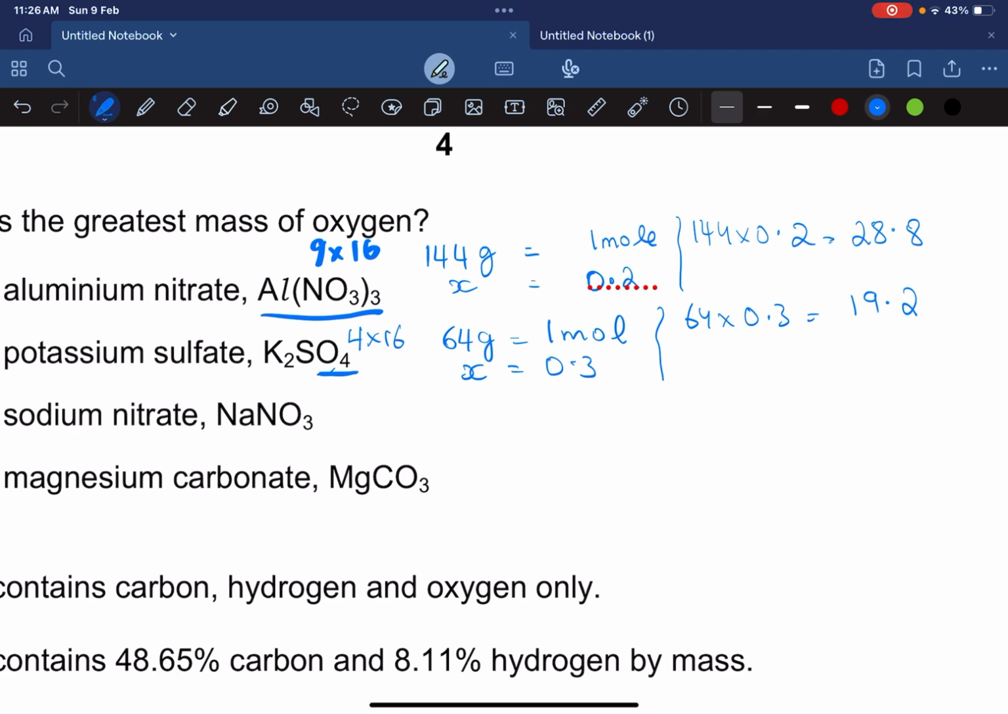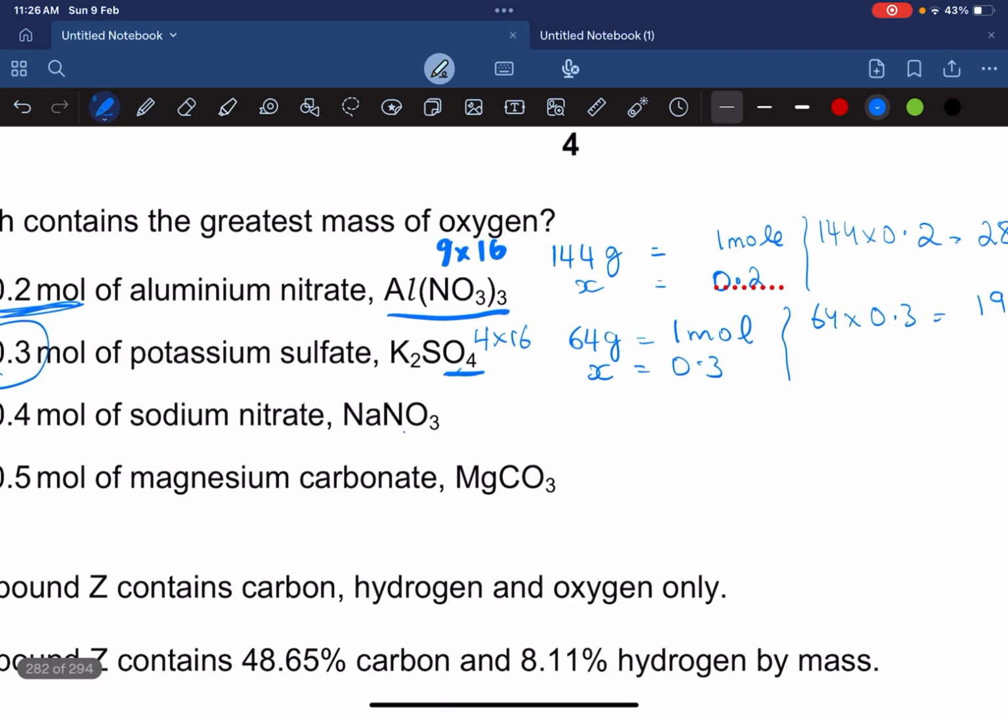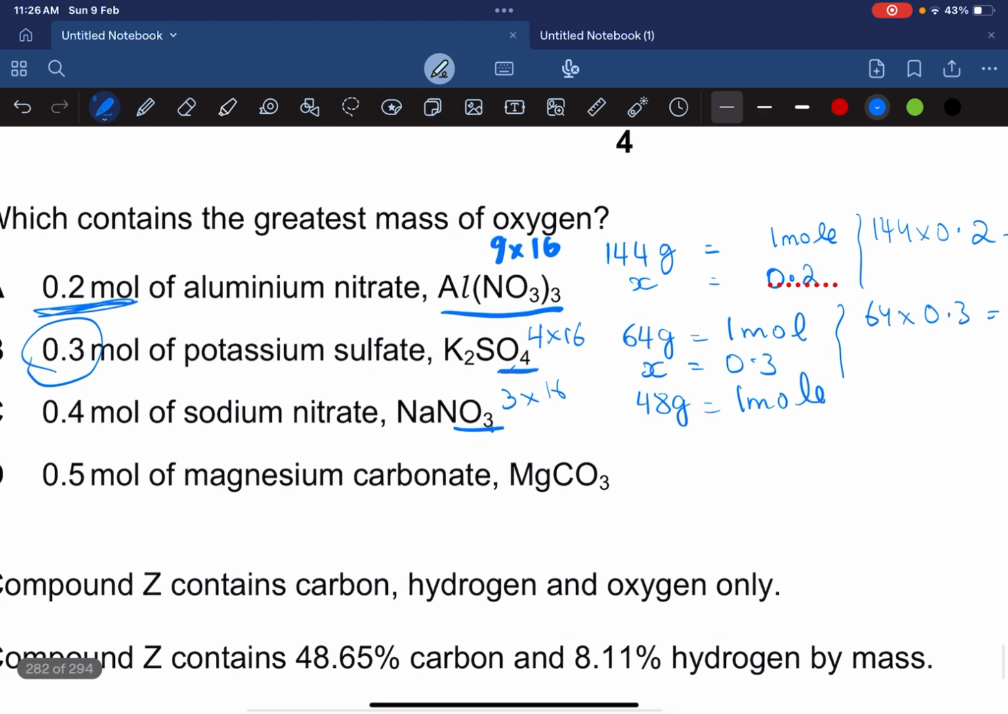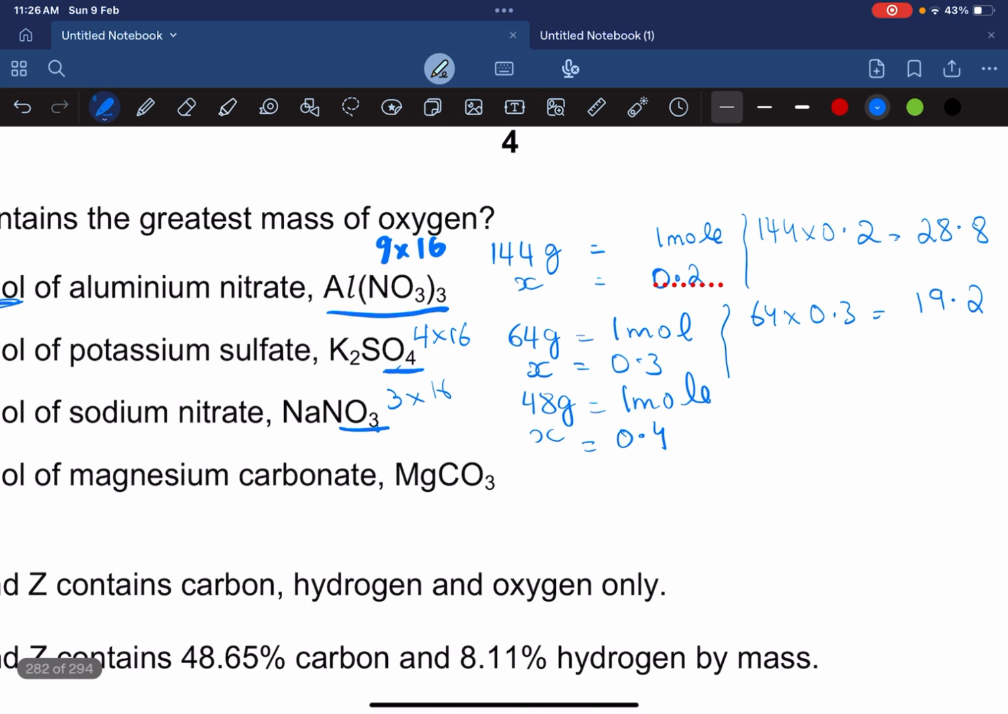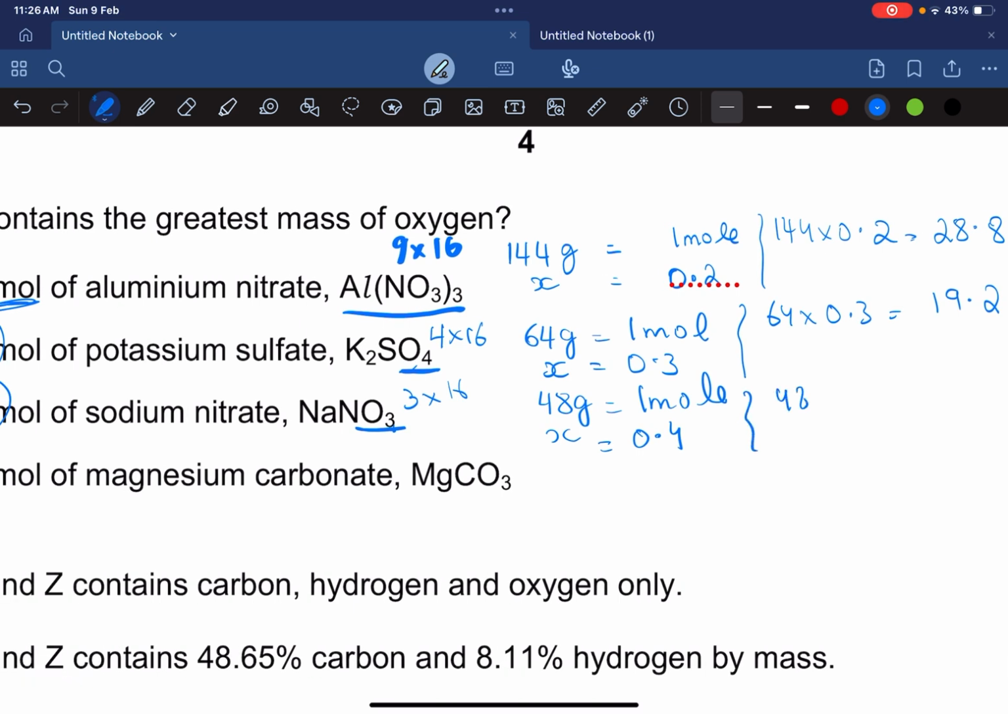Okay? Next is, we have 3 oxygen in it, so 3 into 16, and that's going to give you 48. Okay? So 48 grams of oxygen is going to be in 1 mole. And how many moles we have? We have 0.4 moles. So in 0.4 moles, we have X amounts of oxygen. Multiply 48 with 0.4, and you are going to get 19.2. Wow, we have the same amount of oxygen in both of these, 19.2.